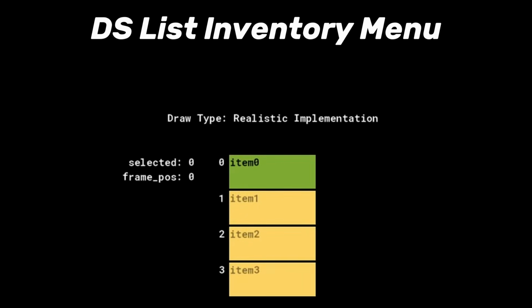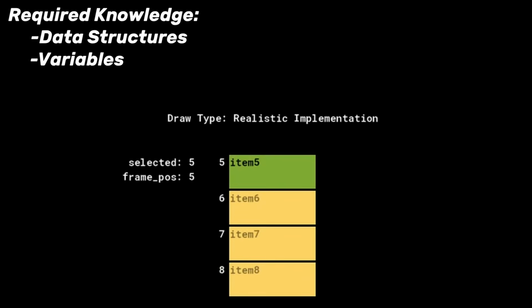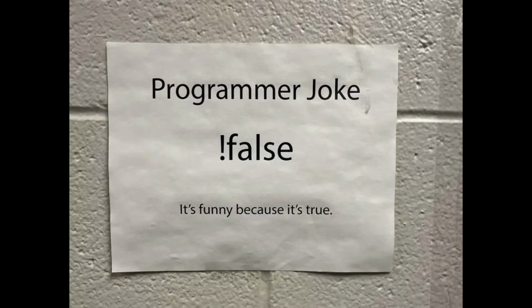This is an intermediate tutorial, so unless you're at least comfortable working with data structures, variables, and the GameMaker draw system, please save this video for later, watch some of my other videos, and come back once you've learned a bit more about GameMaker. Last warning, it's about to get real nerdy real quick.